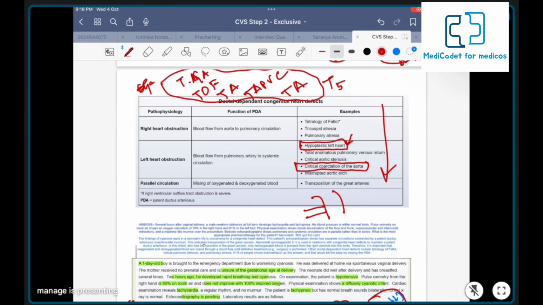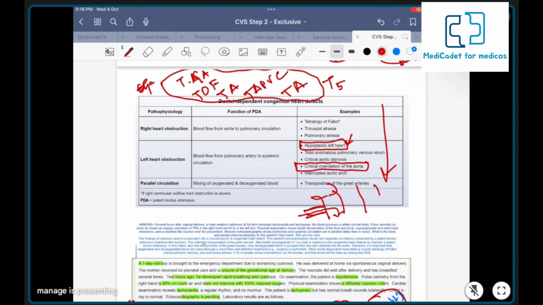So let's say the obstruction is above the PDA. There is an obstruction in the aorta, but there is still a PDA present. So this PDA will transport the blood, and this blood will reach the lower limbs and everything, and it's compensating for the baby. All the parts of the baby are getting blood because the PDA is still patent.